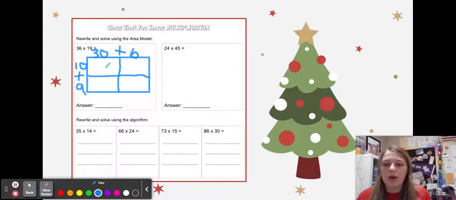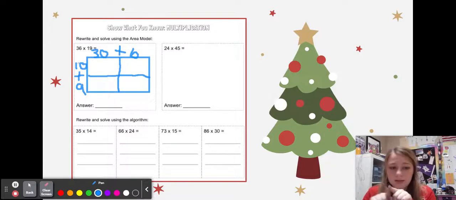And then when we are solving using the area model, we go quadrant by quadrant, one part at a time, and we're going to go straight up to see what number we hit and straight to the left to see what number we hit. If you want to use your fingers like I do in class, I would recommend it so you don't get confused, okay?